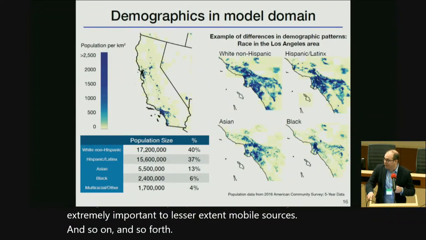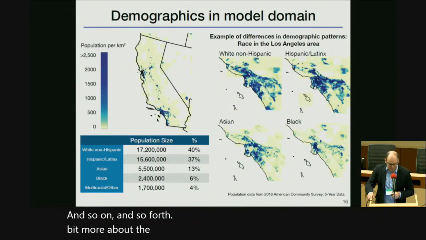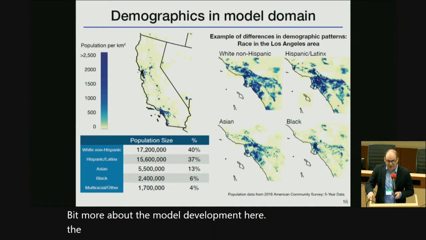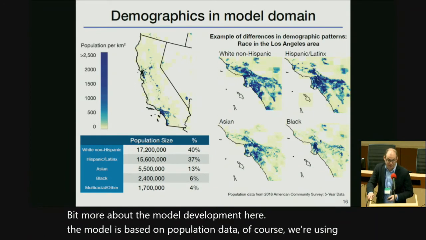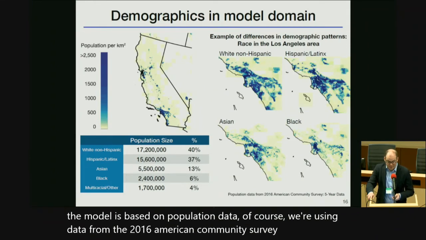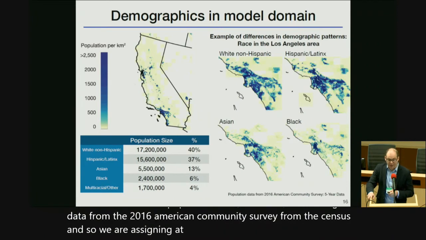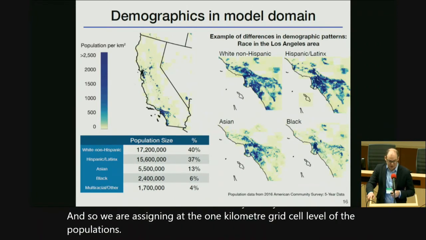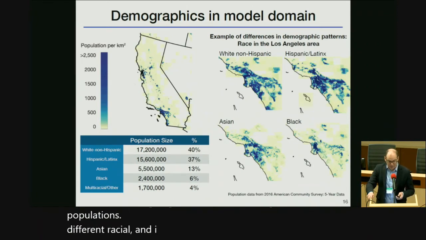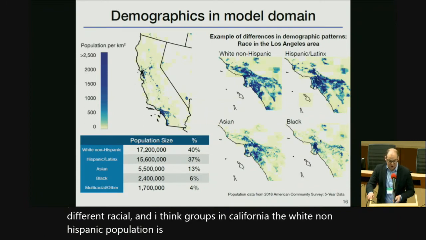A bit more about the model development here. The model is based on population data, of course. We're using data from the 2016 American Community Survey from the census. And so we are assigning, at the 1 kilometer grid cell level, the populations of different racial and ethnic groups. In California, the white non-Hispanic population is only slightly larger than the Hispanic population.